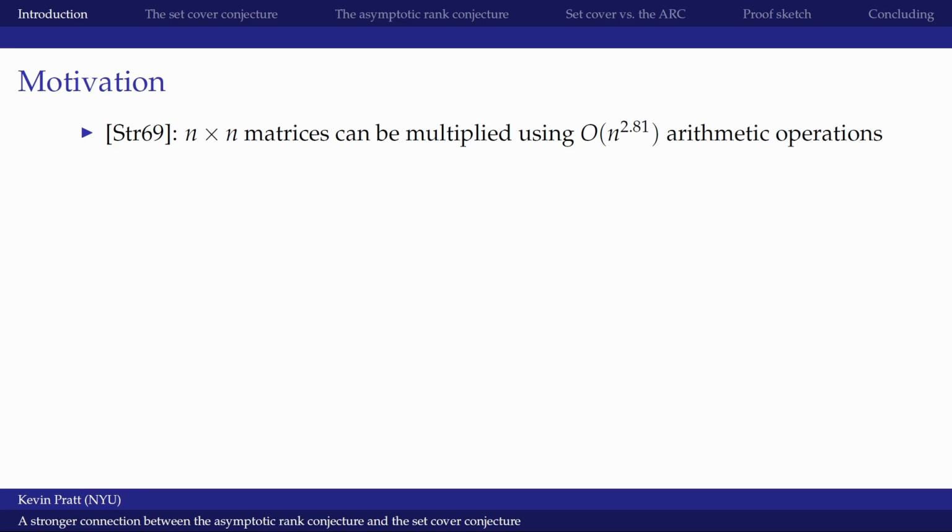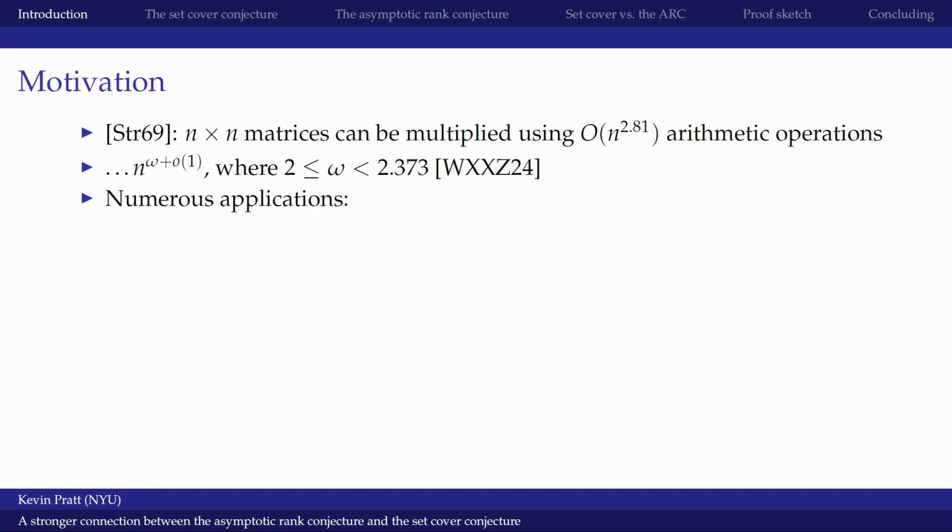So to set the stage, recall that in 1969, Volker Strassen showed that two n by n matrices can be multiplied using only n to the 2.81 many arithmetic operations, which showed that the naive n cubed time algorithm for matrix multiplication is not optimal. Since then, there's been a lot of work on determining the smallest real number omega for which n by n matrix multiplication can be done using n to the omega plus little o of 1 many arithmetic operations, with the ultimate goal of proving the popular conjecture that omega equals 2.